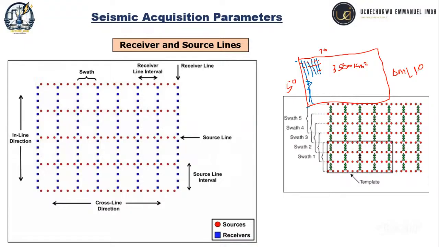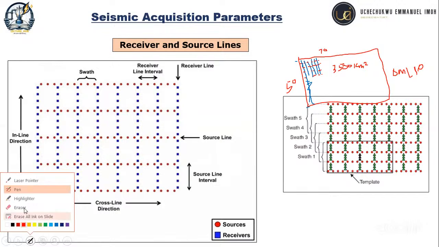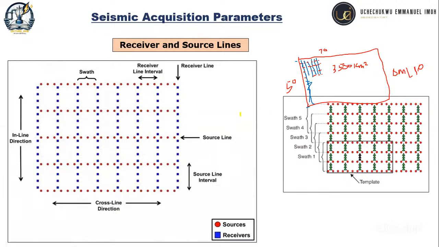So just as someone answered, a small portion of this block has been covered. So this small portion that has been covered will become your SWAT 1. So this area will be termed SWAT 1. Okay, so this is your SWAT 1.